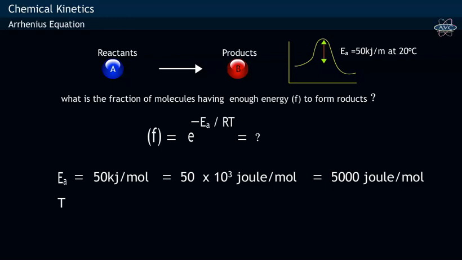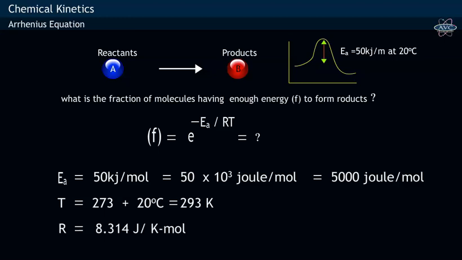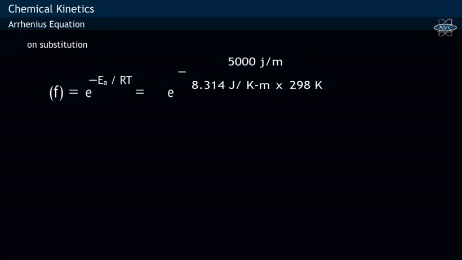The temperature should be expressed in Kelvin. Therefore, 20 degrees Celsius becomes 273 plus 20, equivalent to 293 Kelvin. R equals 8.314 joules per Kelvin mole. On substituting all these values in the fraction, it looks like e to the power of minus 50,000 divided by 8.314 multiplied by 293.